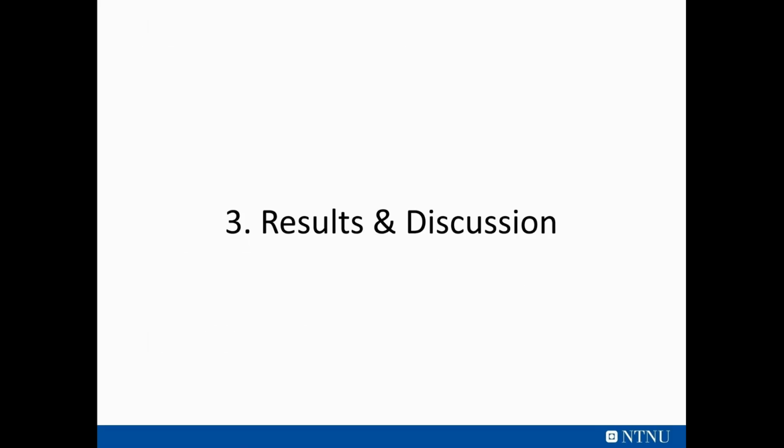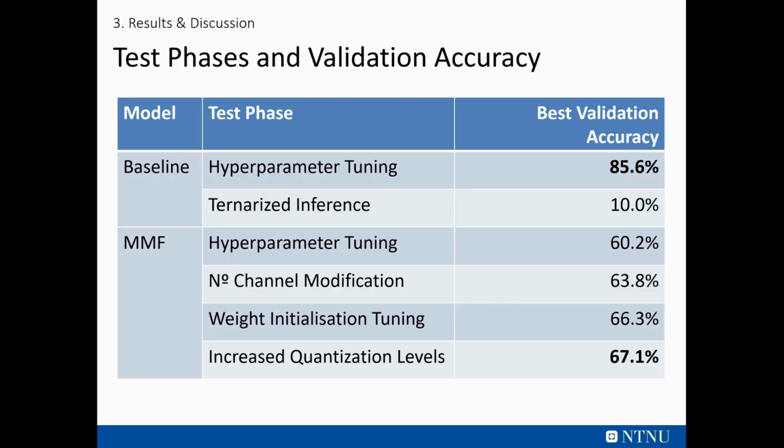That being said, now it's time to show the results. So this is a summary table of the best validation accuracies achieved during the project. For the baseline model, after intensive hyperparameter tuning, the best model achieved around 85% accuracy. Then I tried to take this baseline and just make it ternary in inference, and this was a complete failure. It was 10% accuracy, which is just random chance in a dataset with 10 classes. So this shows that quantization during training is completely necessary.